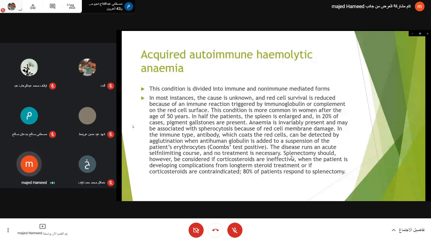In the immune type, the antibody which coats the red cell can be detected by agglutination when anti-human globulin is added to the suspension of the patient's erythrocytes. Coombs test is positive. The disease has an acute self-limiting course and no treatment is necessary. Splenectomy should, however, be considered if corticosteroids are ineffective, when the patient is developing complications from long-term steroid treatment, or if corticosteroids are contraindicated. 80% of patients respond to splenectomy.